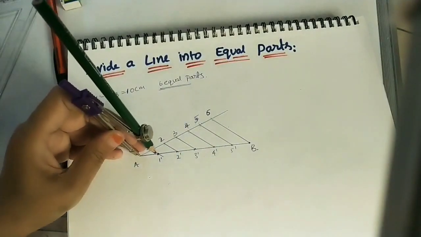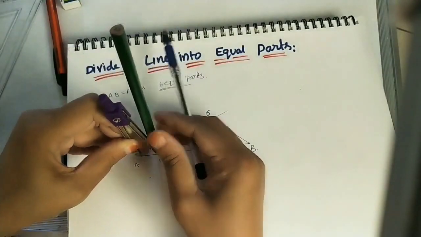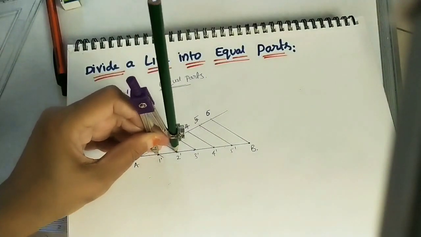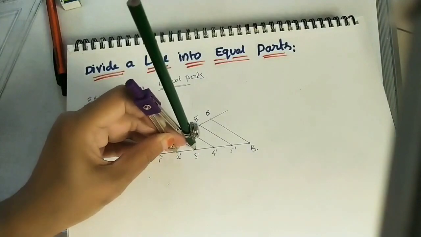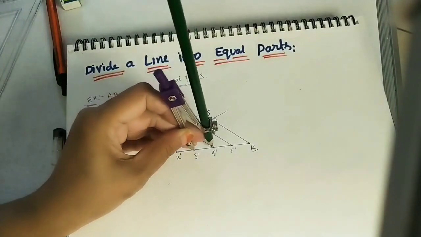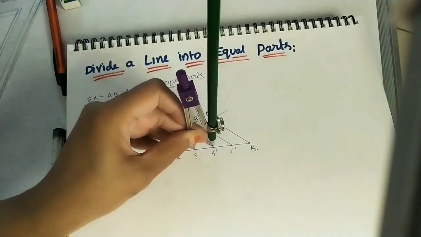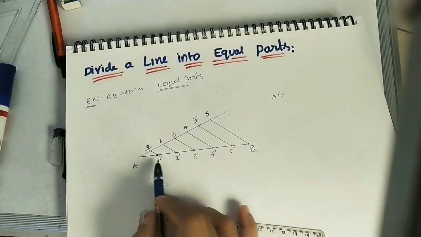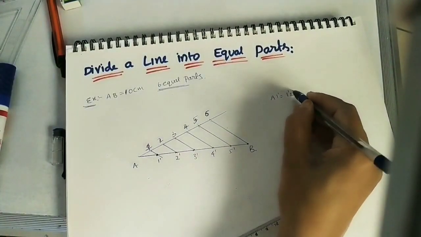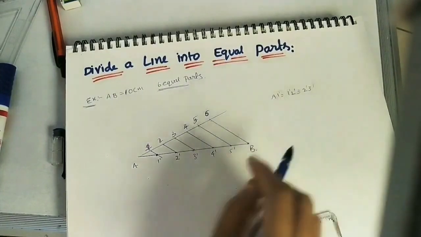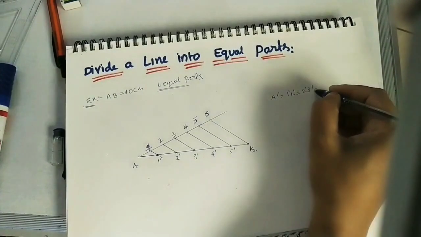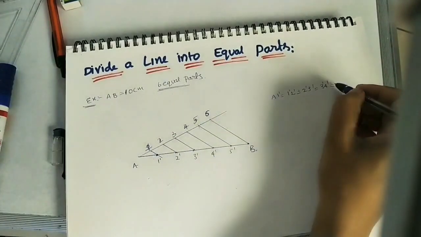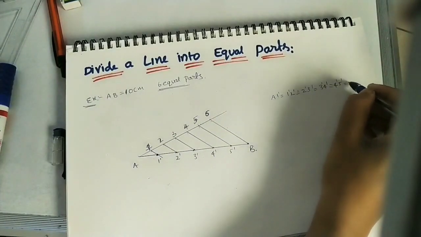Just by using the compass, I am keeping at A to 1 dash. Similarly, check this length whether it is the same or not. So it is also same, and it is also same, it is also same. It is also same, and here it is also same. Got 6 equal parts. A1 dash is equal to 1 dash 2 dash, is equal to 2 dash 3 dash, is equal to 3 dash 4 dash, is equal to 4 dash 5 dash, is equal to 5 dash B.